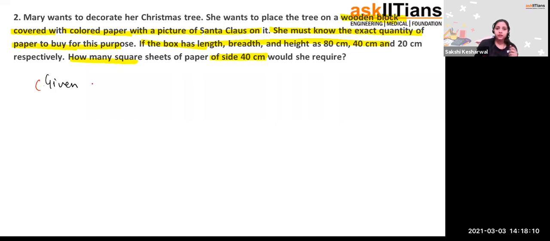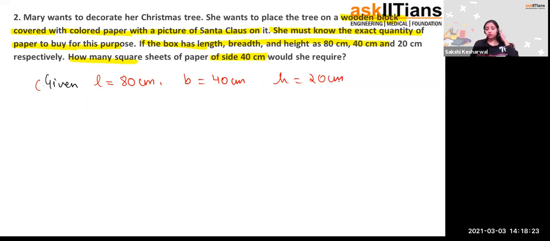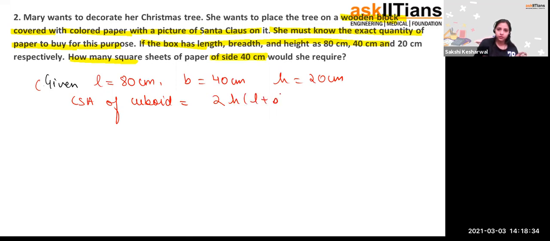Given is what? The length, breadth, and height. Length is 80 centimeters. Breadth is 40 centimeters. And the height is 20 centimeters, right? So you will be covering only the CSA. CSA of a cuboid is equal to how much, beta? 2 times H into L plus B, right? So it is 2 into 20 into L plus B, which is 80 plus 40, right or not?